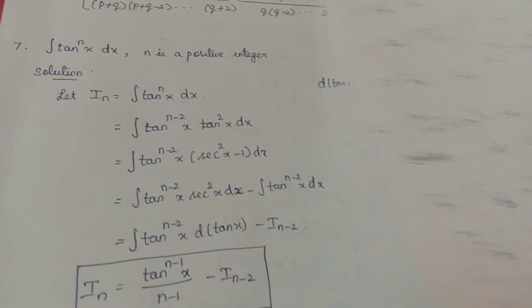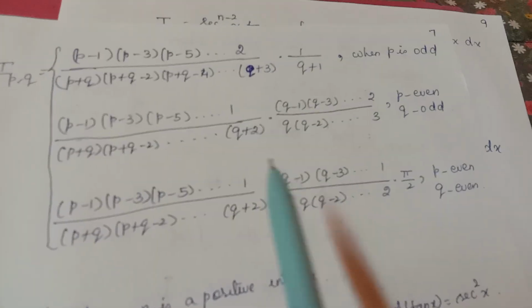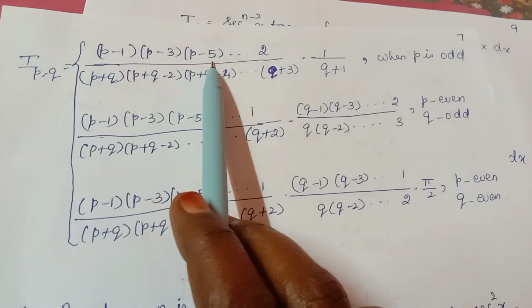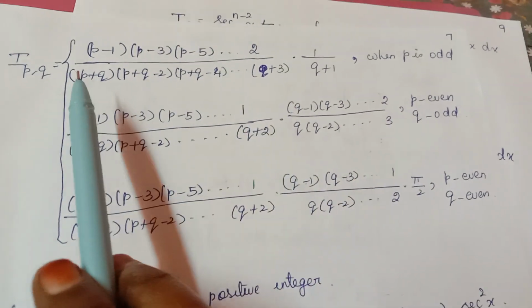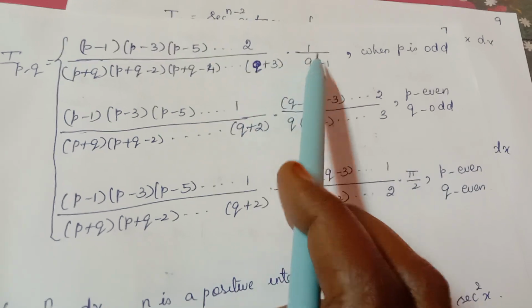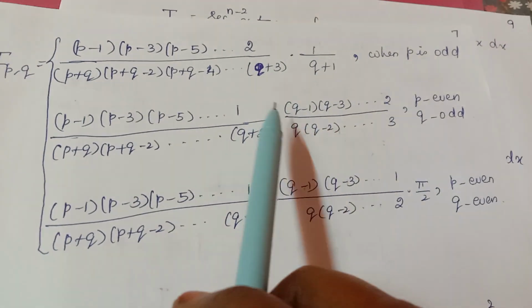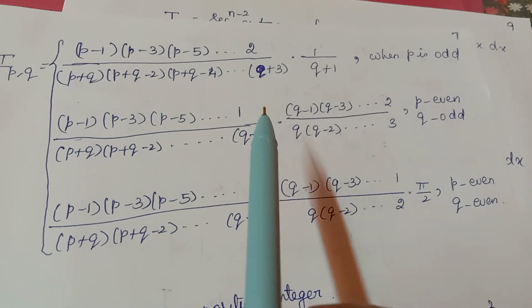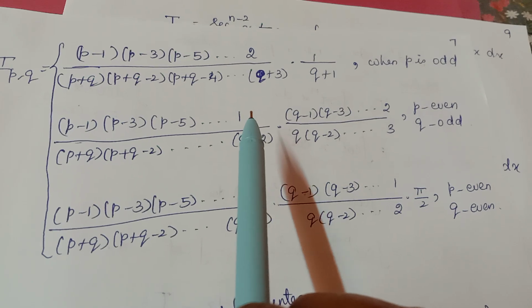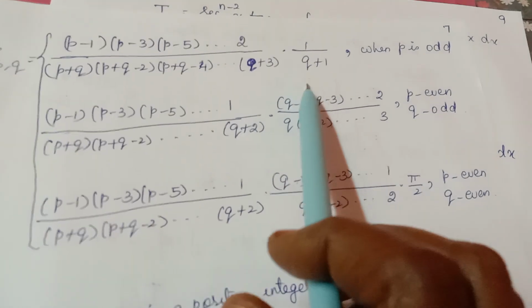Okay, right. So consolidating all these things, what will you have? I(p,q) is equal to, when p is an odd number, single formula: p minus 1, p minus 3, p minus 5, etc. up to 2, over p plus q minus 2, etc. up to q plus 3, into 1 by q plus 1. When p is an odd number, q may be anything. You can remember like this: for individual sine and cos function, when n is an odd integer, what will you write? It ends up at 2, no? Here it ends up at 2 by q plus 3, and an extra 1 by q plus 1 term you have to add.